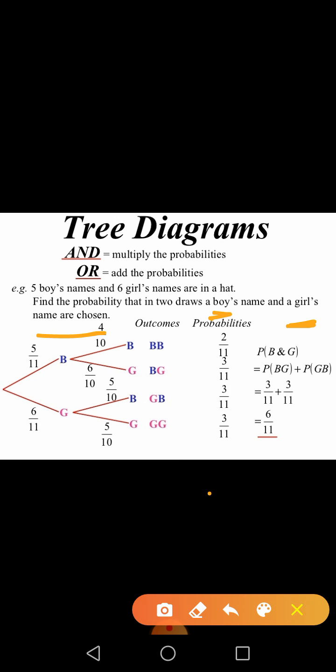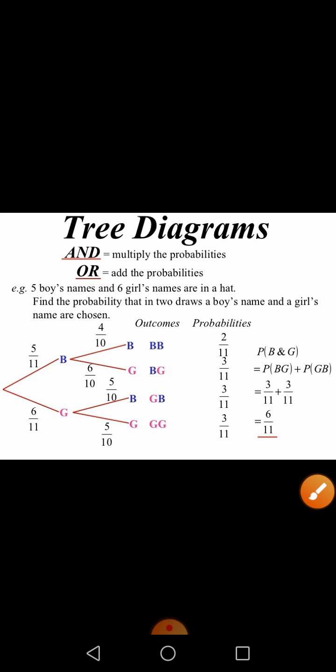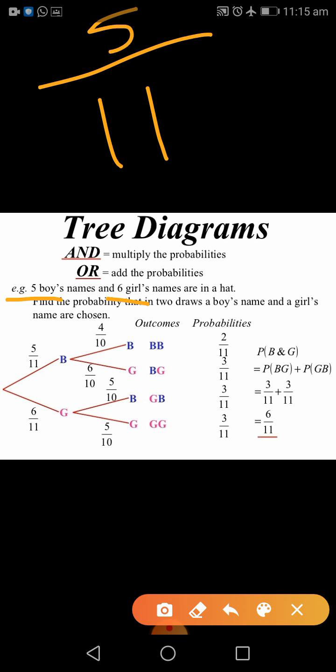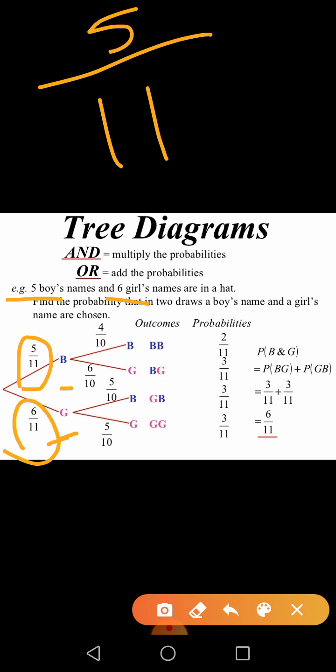Okay, let's see the first answer here. He said here 5 boys and 6 girls. So the total outcome is 11. Boys will be 5 and girls will be 6, like here. So here 5 over 11 for boys and 6 over 11 for girls. Is that hard? Okay.